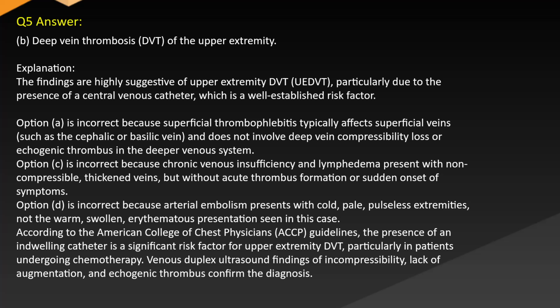Option C is incorrect because chronic venous insufficiency and lymphedema present with non-compressible thickened veins, but without acute thrombus formation or sudden onset of symptoms. Option D is incorrect because arterial embolism presents with cold, pale, pulseless extremities, not the warm, swollen, erythematous presentation seen in this case. According to the American College of Chest Physicians guidelines, the presence of an indwelling catheter is a significant risk factor for upper extremity DVT, particularly in patients undergoing chemotherapy. Venous duplex ultrasound findings of incompressibility, lack of augmentation, and echogenic thrombus confirm the diagnosis.